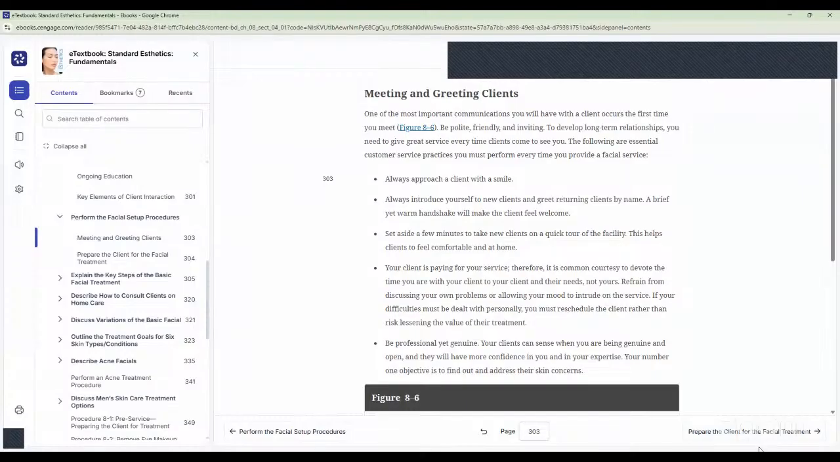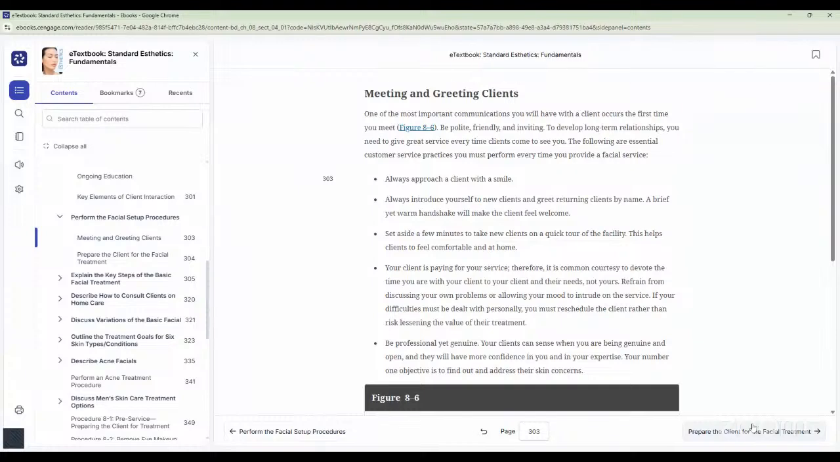All right, so you always approach a client with a smile. And even when answering the phone, it should be a smile. You're always going to introduce yourself to new clients and greet returning clients by name. Okay, we do not want to be a number. And remember, you sell expertise and you also sell experiences. So, how do you make them feel when they come through and you greet them by name? They're saying, oh, I feel amazing. This is my place and she is my person.